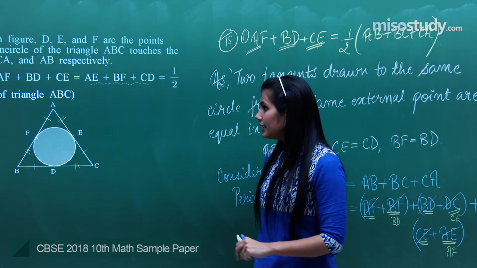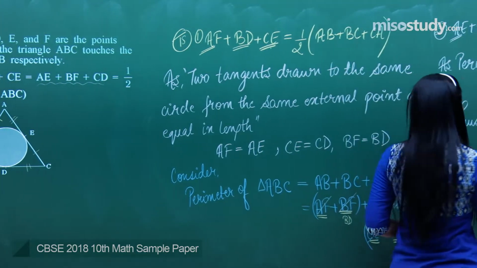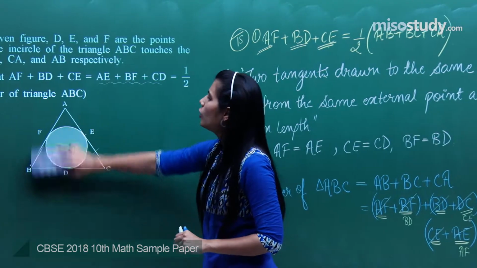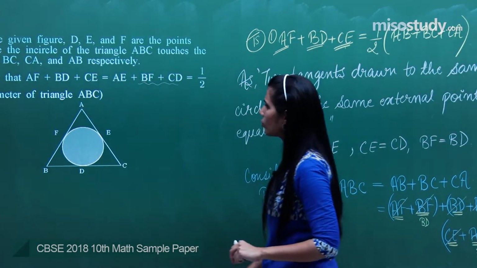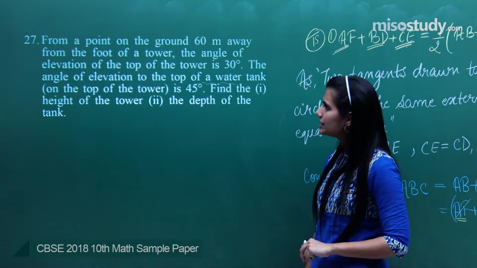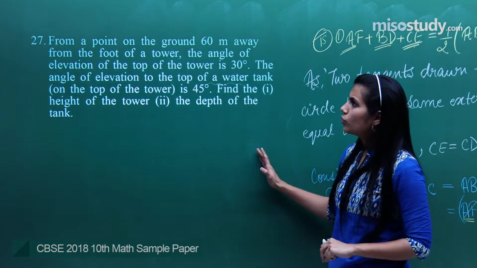Okay? Now that we have done this particular 26th question, we have to now start understanding what happens in the case of the next 27th question. Let's move on to the next question, question number 27. What is this question trying to say? Take a look at it.